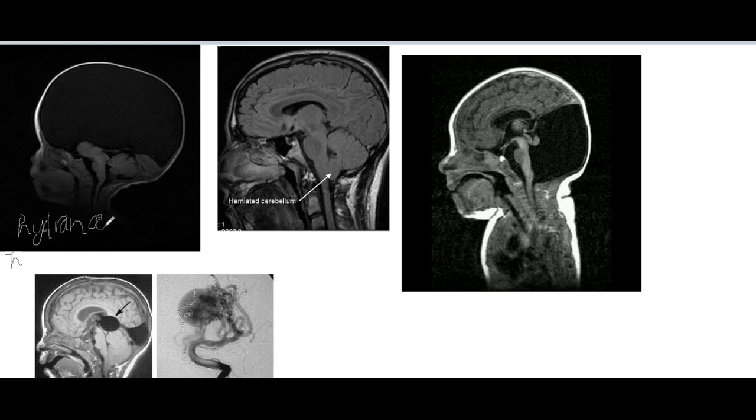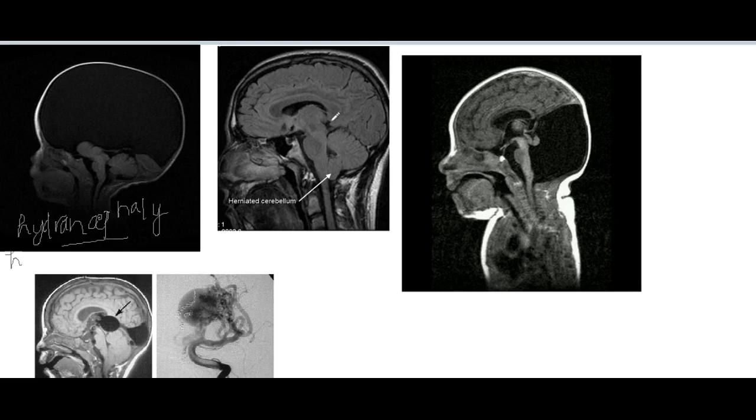hydranencephaly. Hydranencephaly is a disorder where there is absence of cerebral hemispheres and the whole cerebral hemispheres are replaced with a fluid filled sac. In this you will see the transillumination test to be positive.